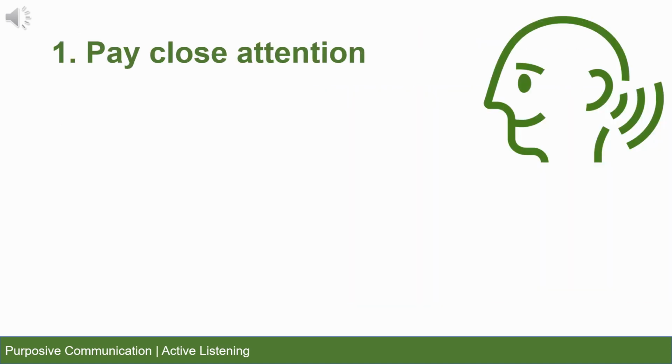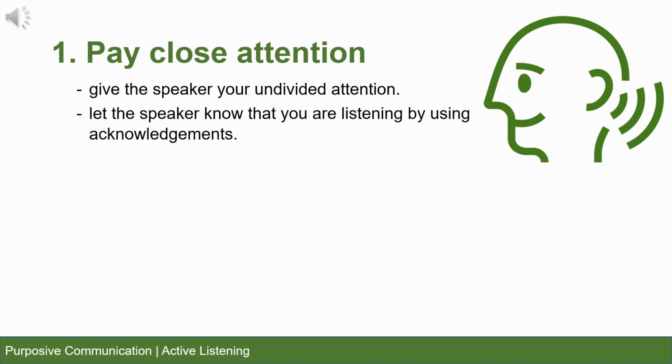Okay, the first aspect is pay close attention. How do you pay close attention to someone who is speaking? Give the speaker your undivided attention. Undivided means your 100% attention. You're not looking at your phone, you're not watching anyone, you're not listening to music. You are 100% paying attention to the speaker. And then you let the speaker know that you are listening by using acknowledgments, verbal and non-verbal, like nodding, meaning that you are listening to that person.